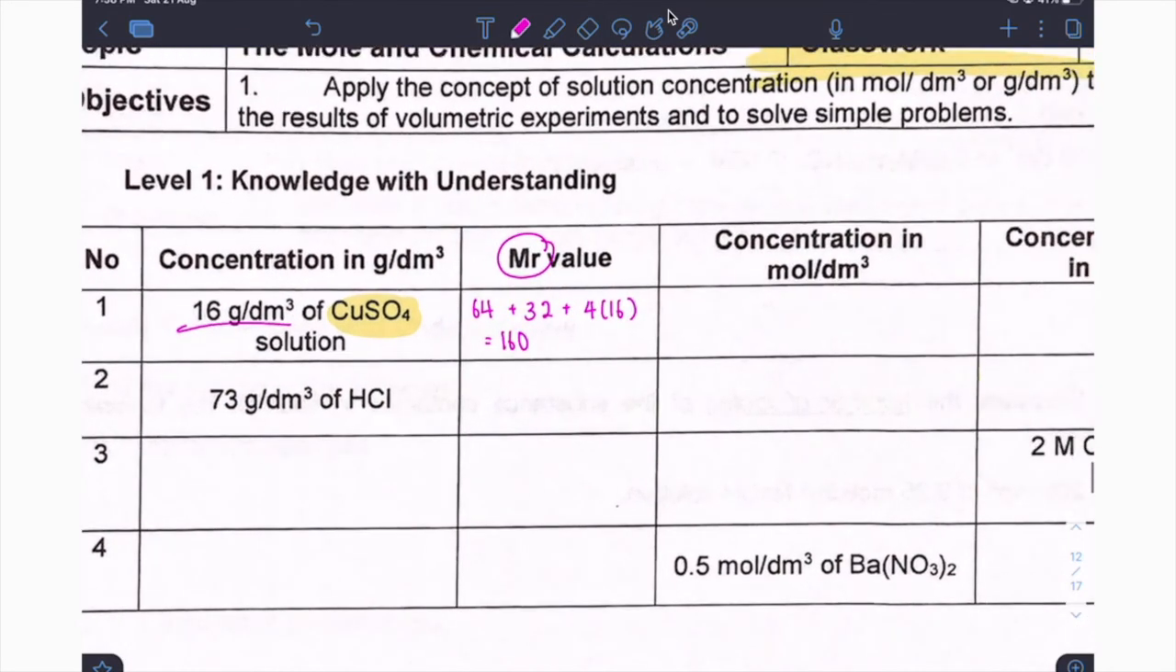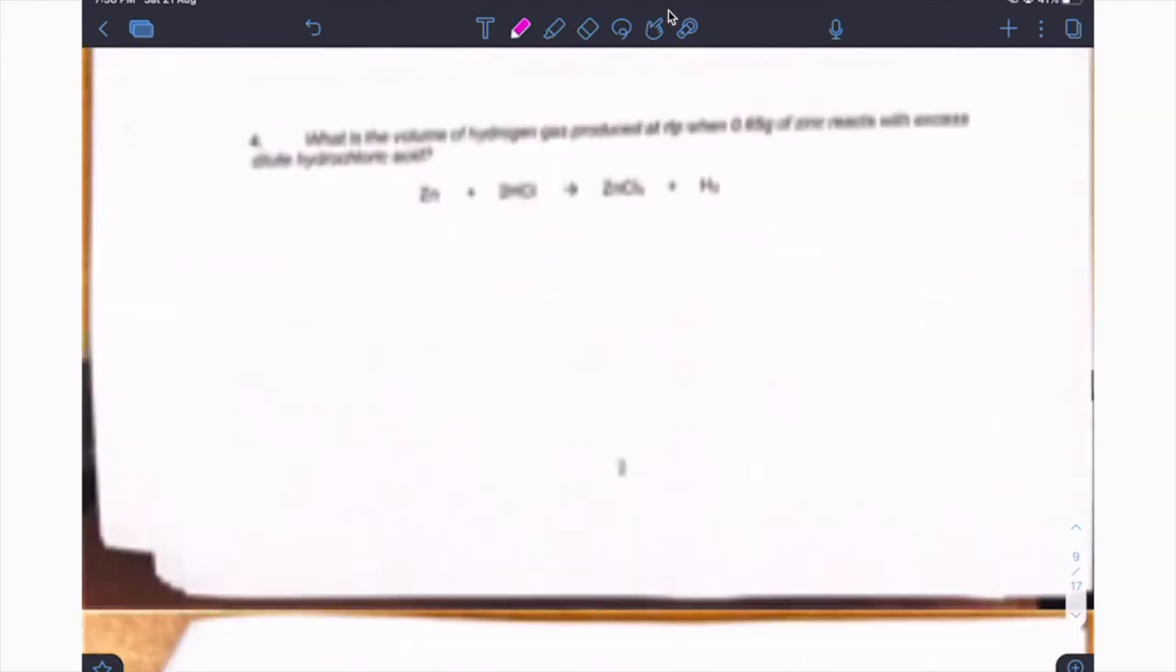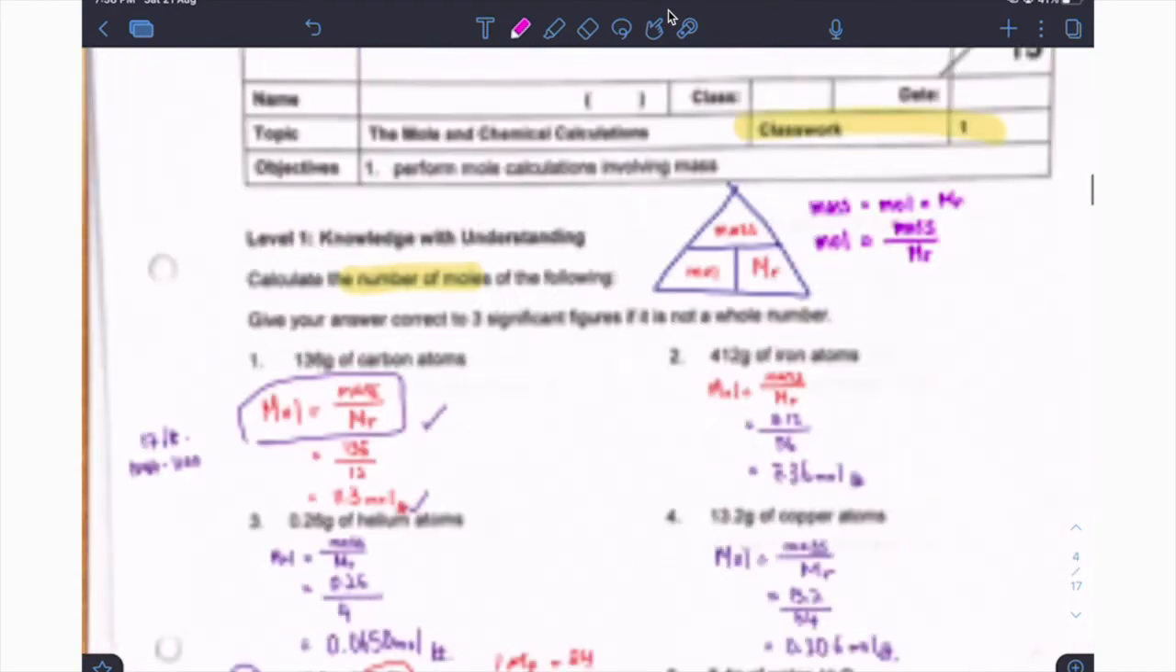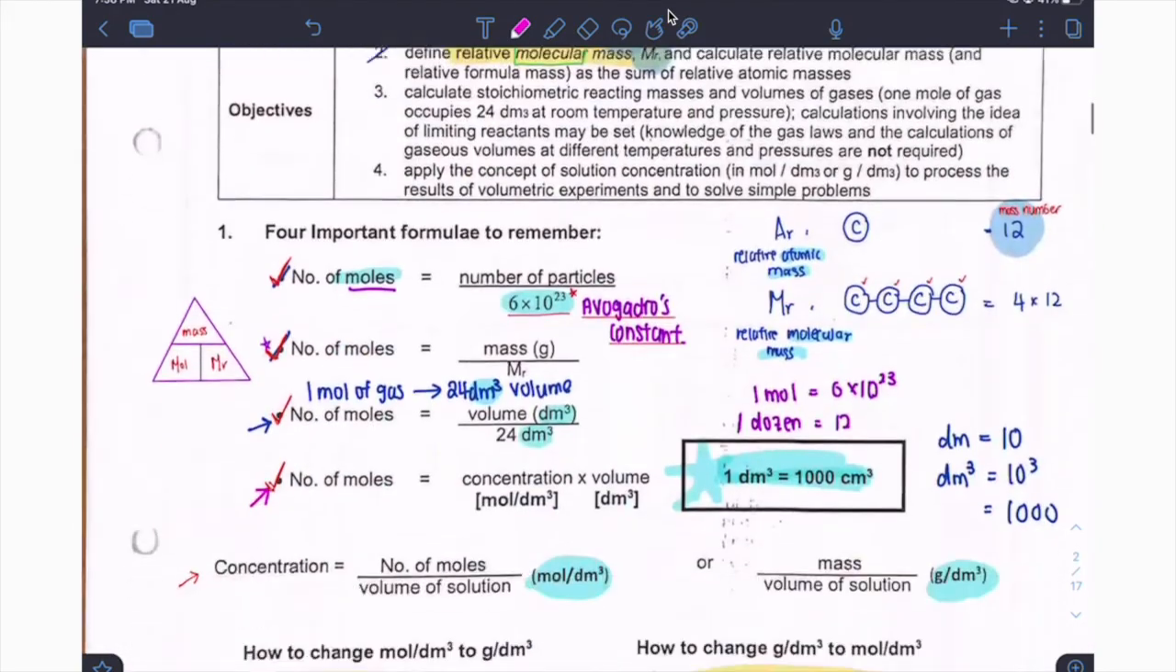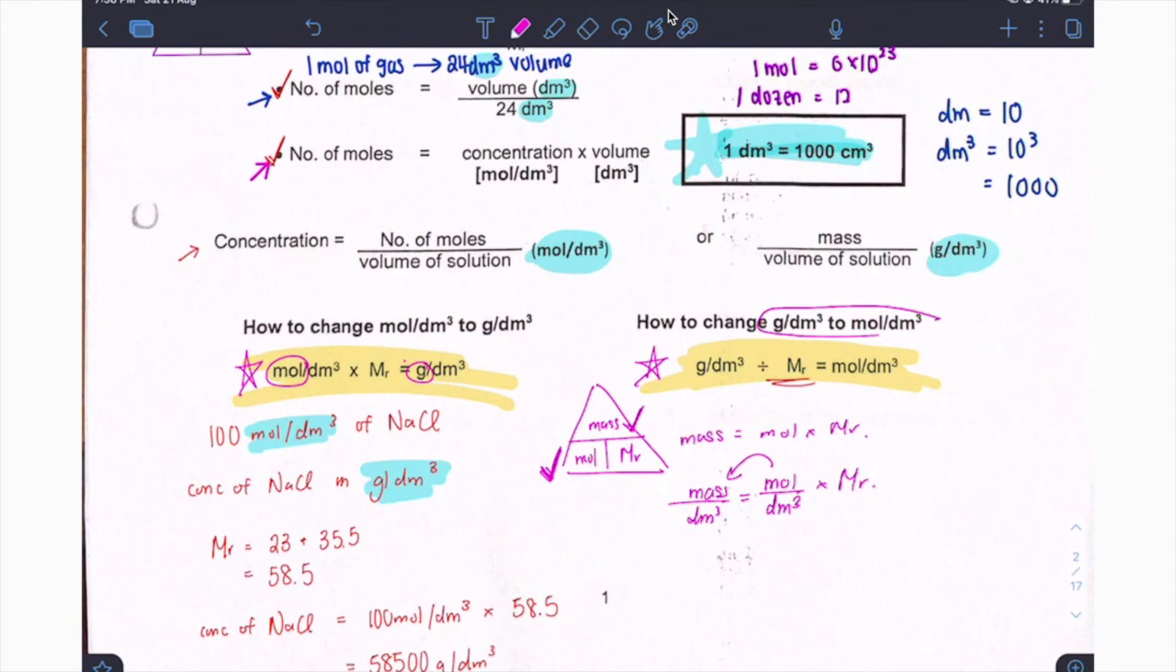Right, so now, they give you concentration in terms of gram per dm cube. How do we get the concentration in terms of mole per dm cube? How do we convert from gram per dm cube to mole per dm cube? Alright, if you look back at your notes, so flip back to your notes very quickly to find what the equation is. From gram per dm cube to mole per dm cube, you have to divide by the MR.